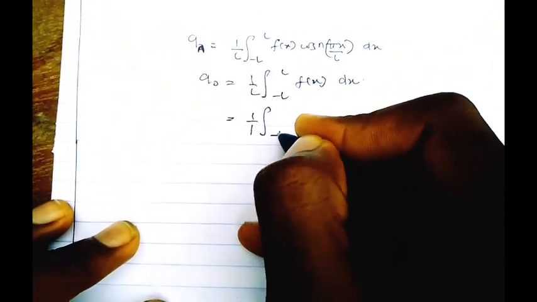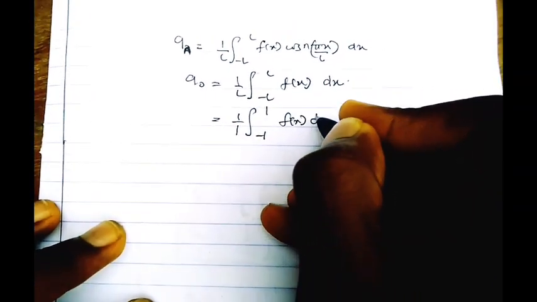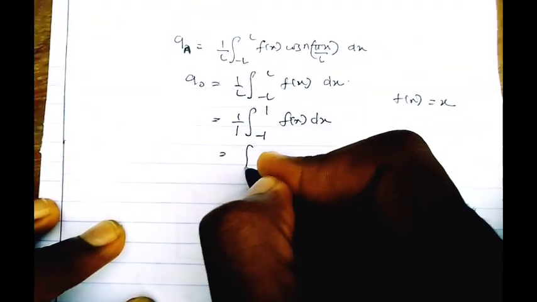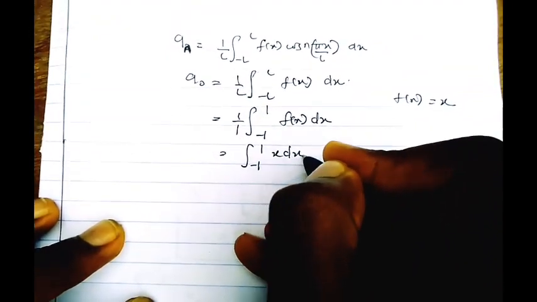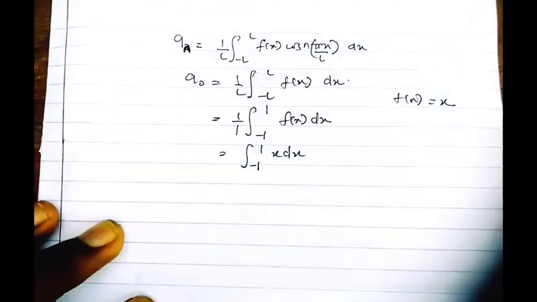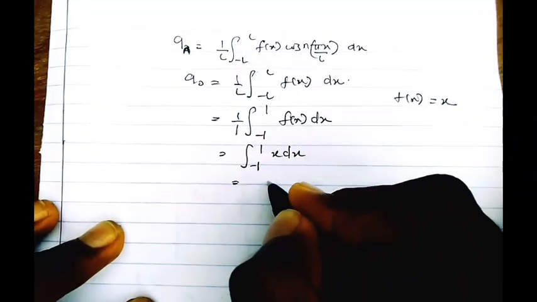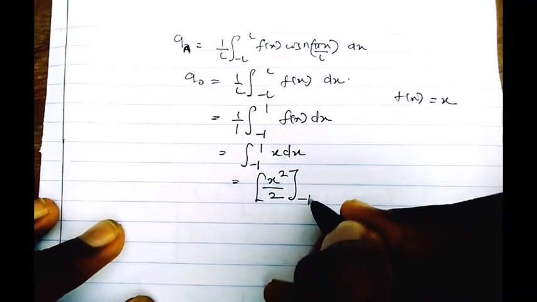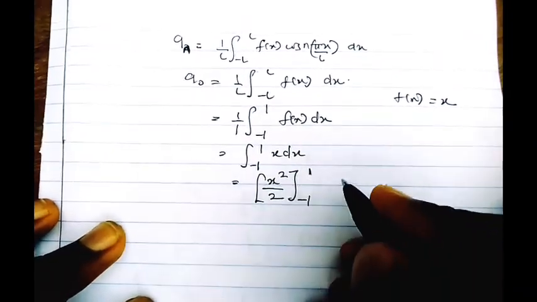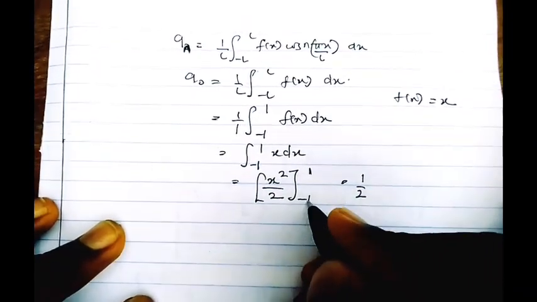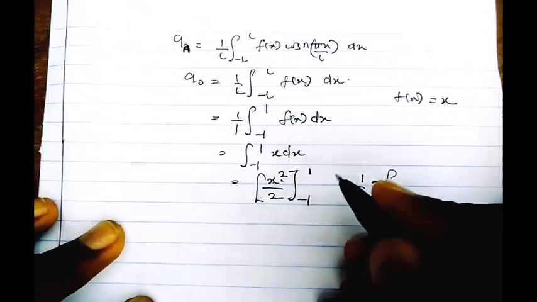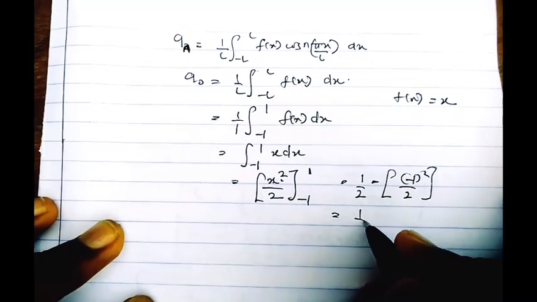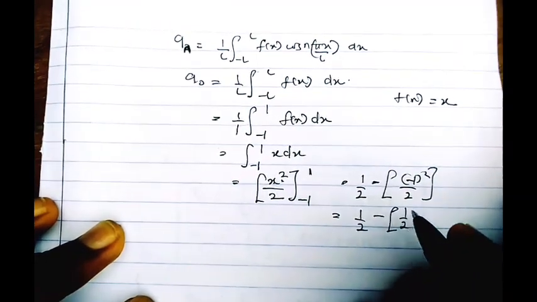The integral from minus 1 to 1 of f(x) dx. Remember, my function f(x) from the question is x. So this is the integral from minus 1 to 1 of x dx. Integrating and applying my limit, this is x squared divided by 2, from minus 1 to 1. Putting in 1, this is 1 over 2. Putting in minus 1, that's minus 1 raised to power 2 over 2. So I'm left with 1 divided by 2 minus 1 divided by 2, which gives me 0.